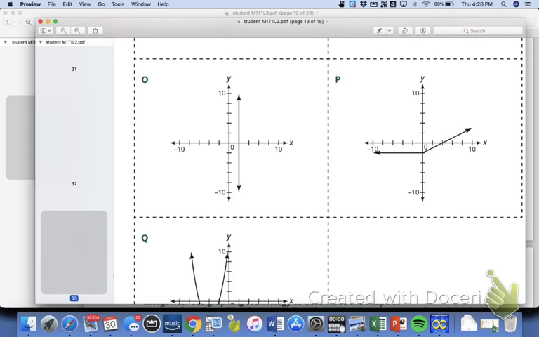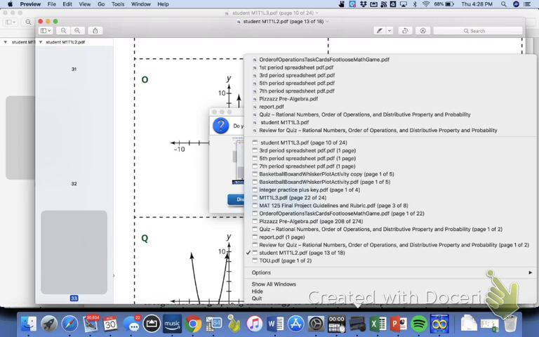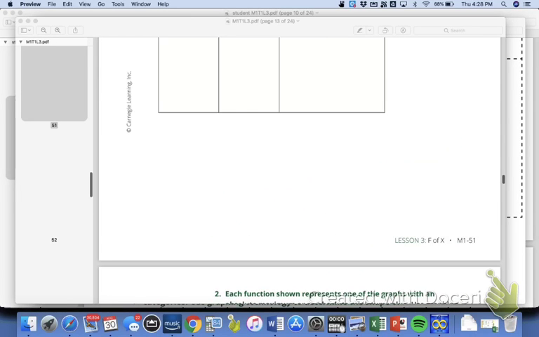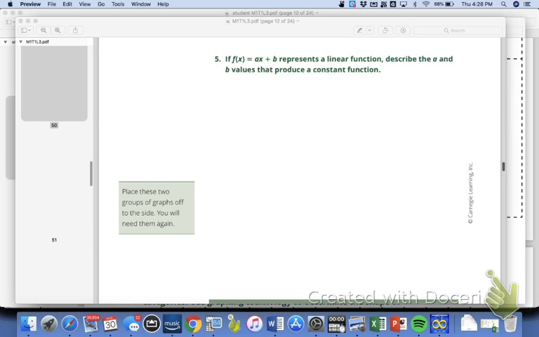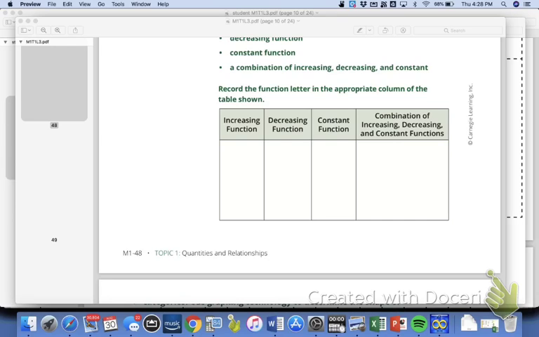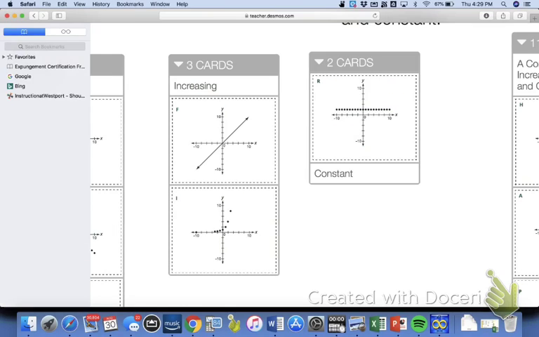As you will recall from class, we began separating our cards into different piles. I'm going to pull up that graphic organizer that we used here. We separated them into increasing, decreasing, constant, and a combination of increasing, decreasing, and constant. So I'm going to remind you how we decided to sort those today. So here was the result of the ones that we did in class today, the ones we all came to an agreement fell into each category.